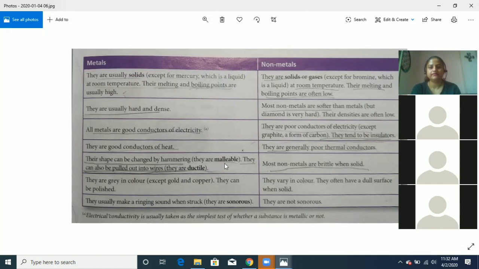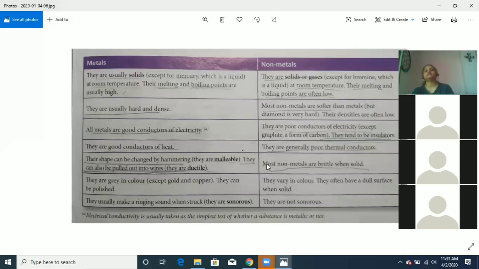Okay. Then the metals, they are malleable and ductile. We know what is malleability. Malleability means change in shape and convert into a thin sheet by hammering. And ductility means we can pull the metal into wires. But from the non-metal, we cannot make a wire or a thin sheet because they are brittle in nature. The non-metals are not malleable, not ductile.